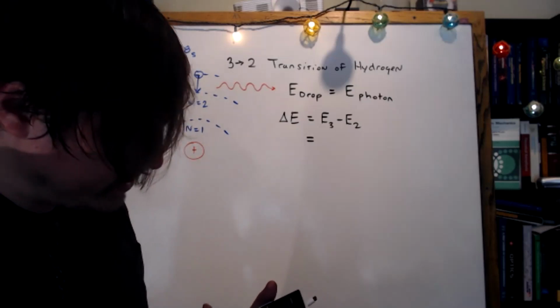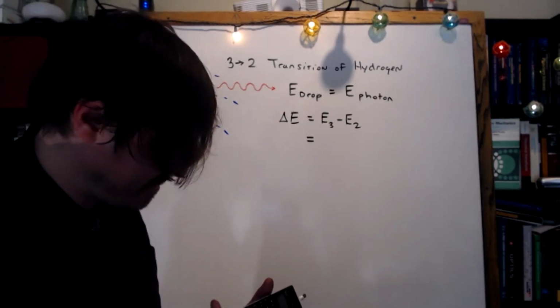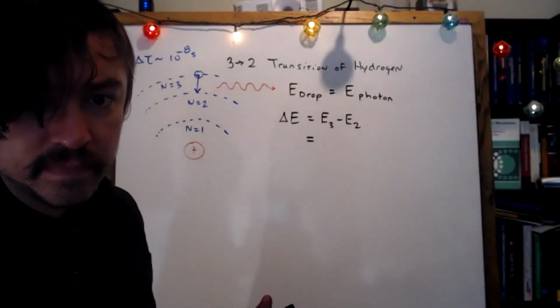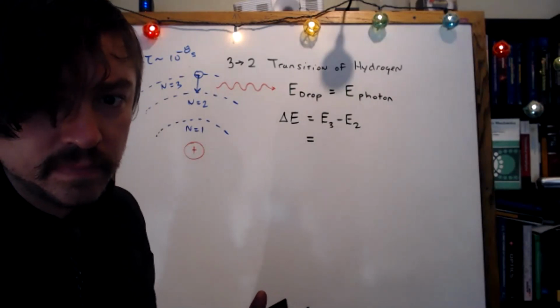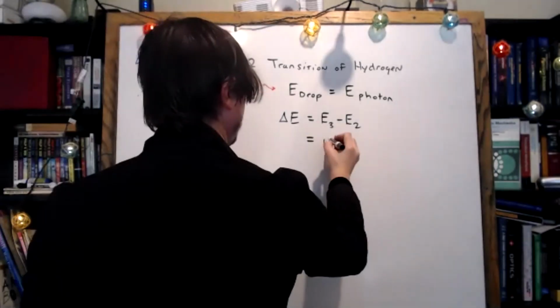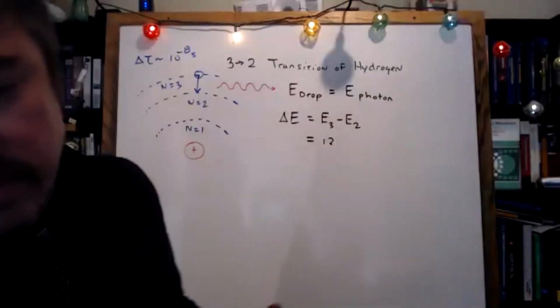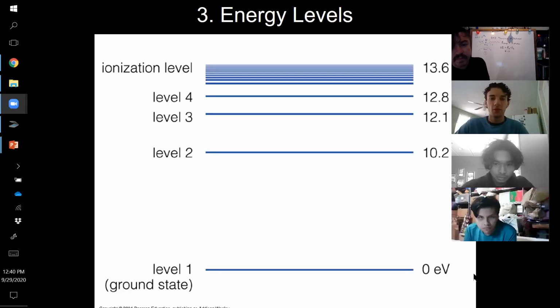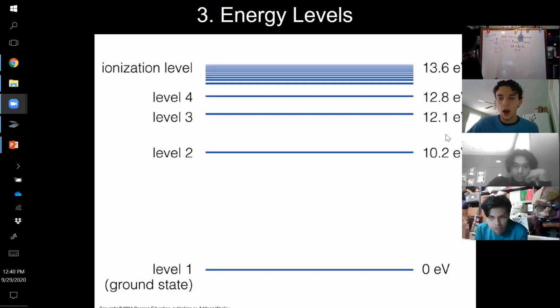Well, what's the change in energy? Point 0.7? No, did I not have the numbers up long enough? Just read it from there. Oh, okay, 1.9. Yeah, it's 1.9 electron volts.